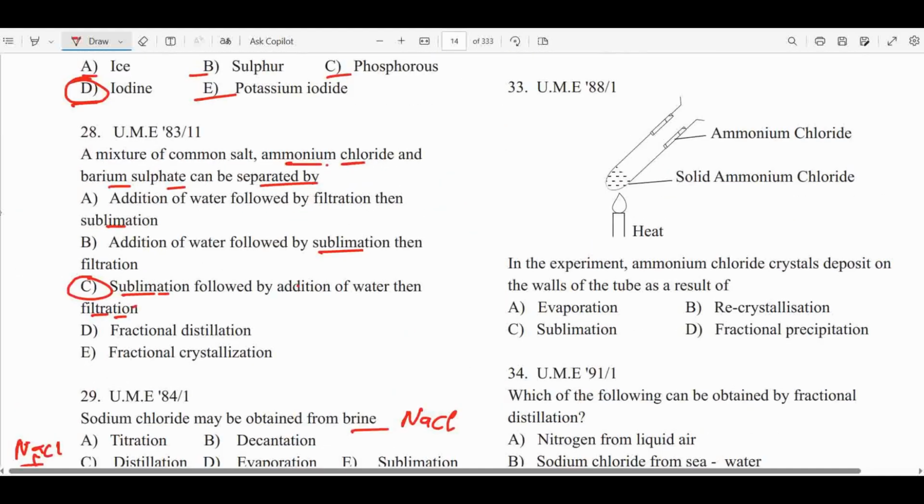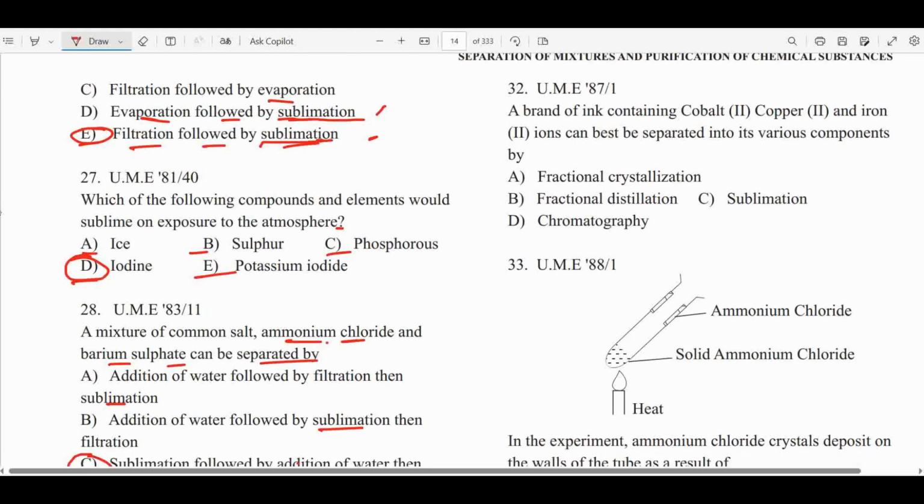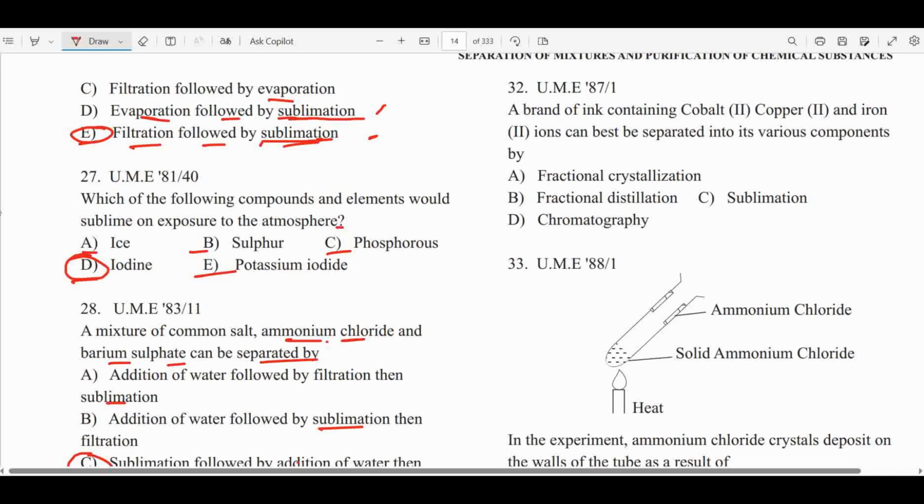Question number 32. It says a brand of ink containing cobalt 2, copper 2, and iron 2 ions can be separated into its various components by. Now, this is used to a brand of ink containing all of this. Remember, ink is a dye, right? Which method is usually used to separate dye?